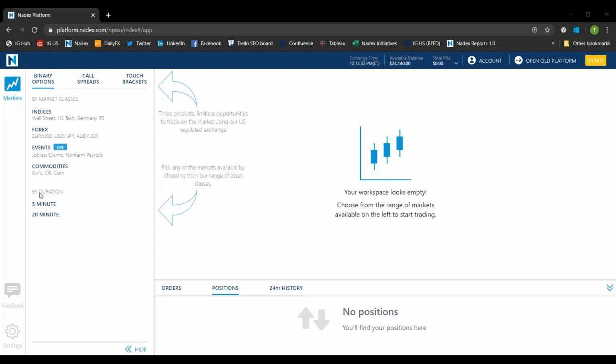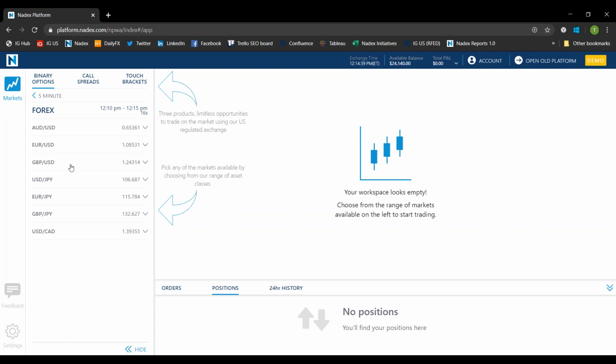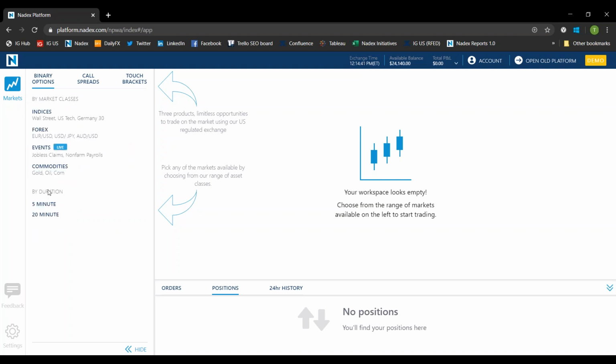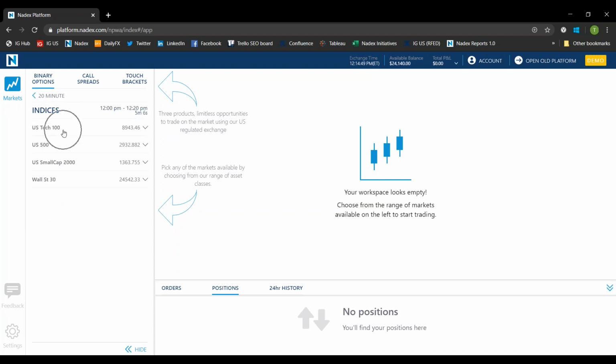Now, in the binary options, I do want to point out we do have some very, very short term. These are pretty popular. 5-minute binaries, those are all in currencies. All right, we do have 20-minute binaries. Those are on indexes. The US Tech 100 is the NASDAQ index. The US 500 is the S&P 500. The Wall Street 30 is the Dow Jones index. And the US Small Cap 2000, that's the Russell 2000. If you're not familiar with those indexes, we could cover that in another session. But we do have these 20-minute binaries.